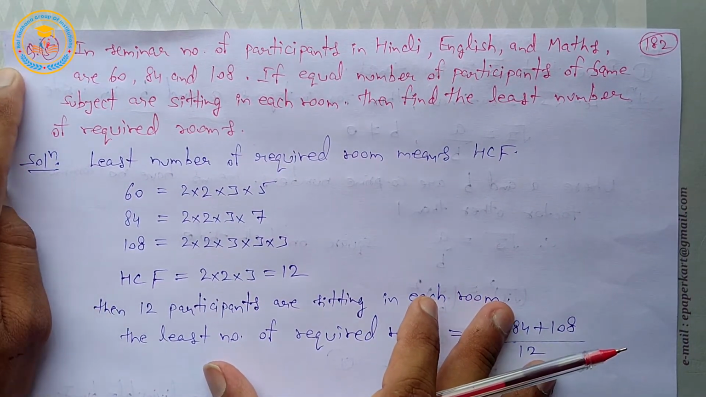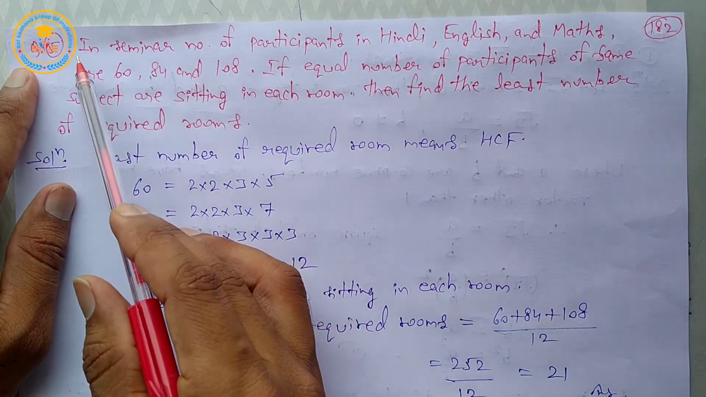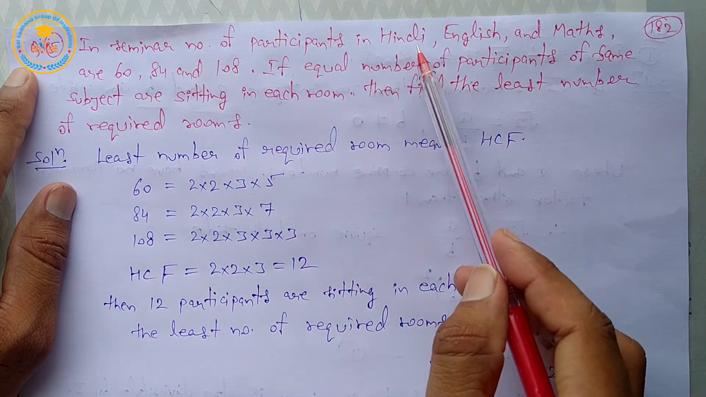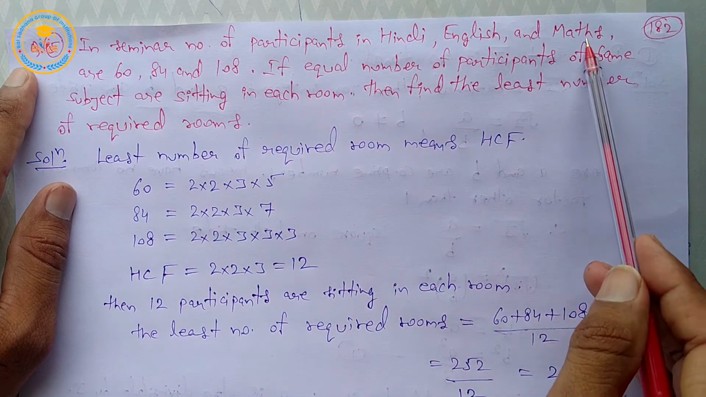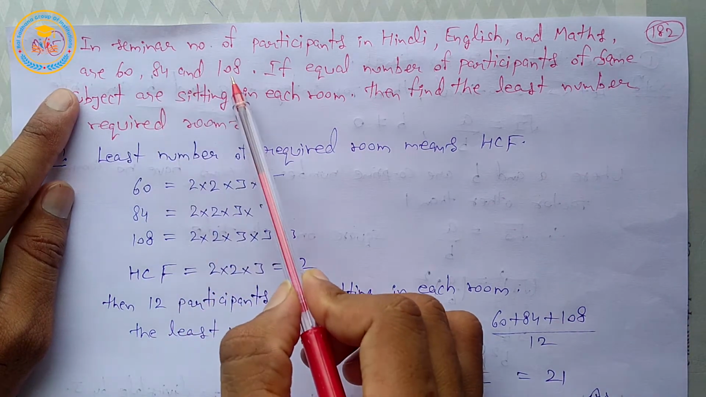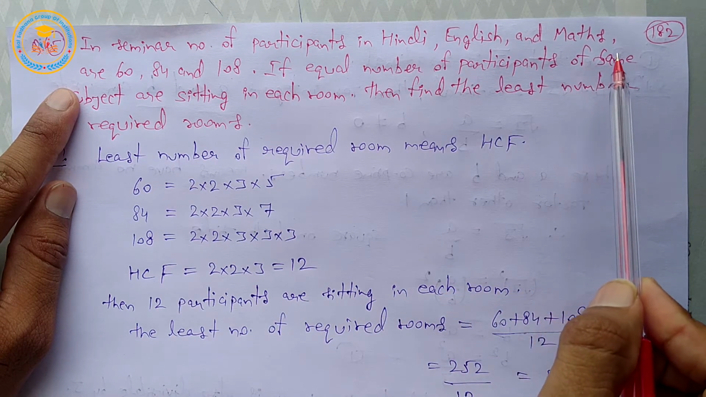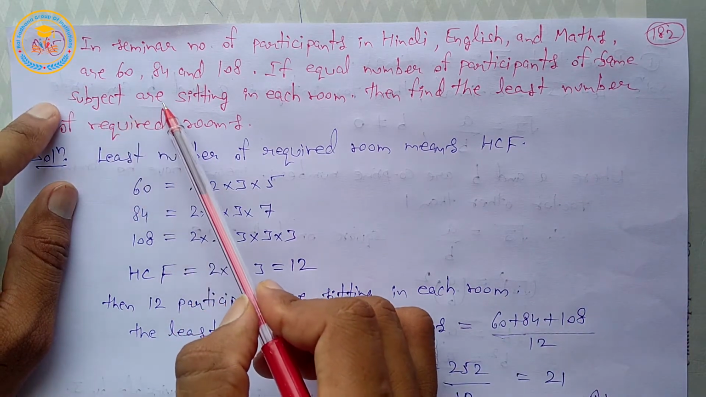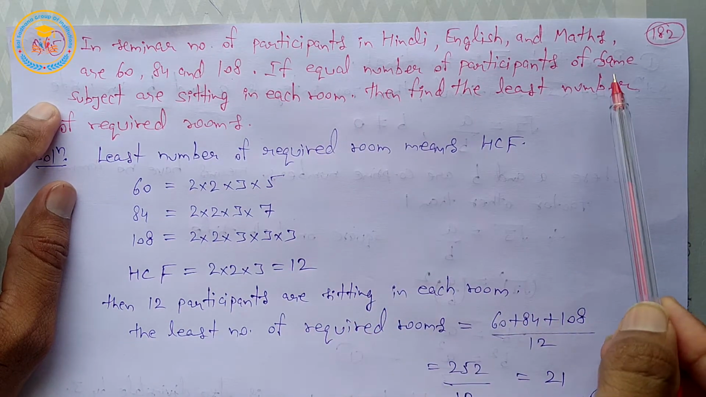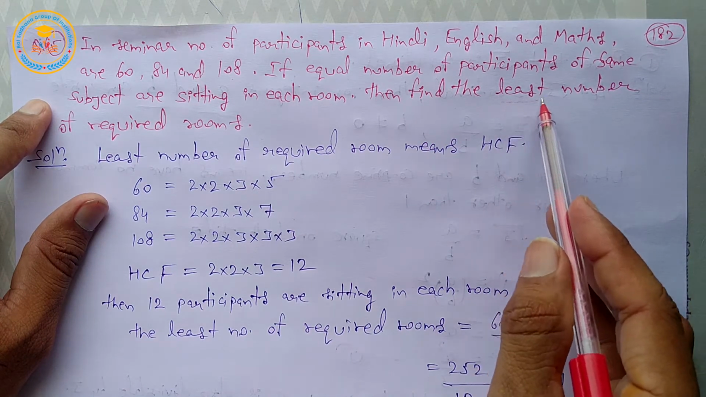Now, question number 5. Same discussion. In a seminar, the number of participants in Hindi, English and Maths are 60, 84 and 108. If an equal number of participants of the same subject are sitting in each room, then find the least number of required rooms. Find the least number.